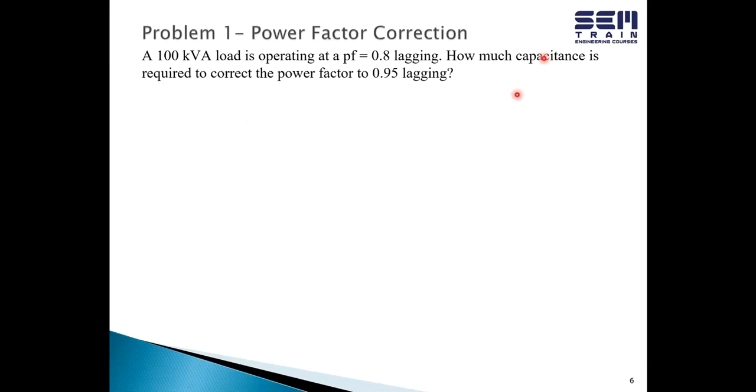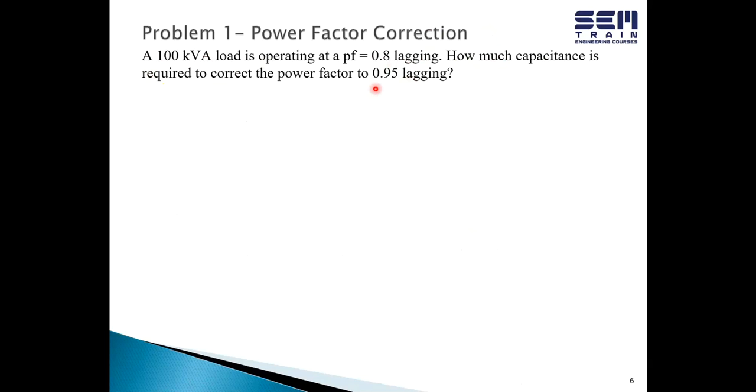Okay, so we have a power factor correction example or problem. We have 100 kVA, and as soon as you read 100 kVA, that should pop up in your head at this point is S. So given S, the load is expressed in S value, the apparent power. It's operating currently at 0.8 power factor, lagging. How much capacitance is required to correct the power factor to 0.95, lagging?